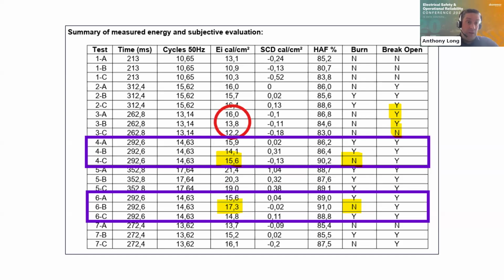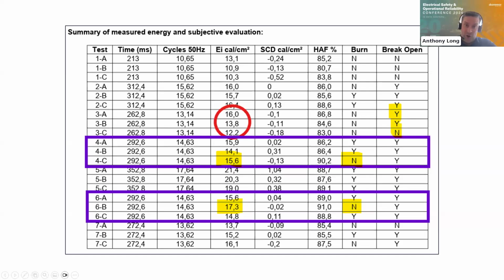So first of all, to give you an idea, in one arc test, if you look at line 3A, B, and C, the one with the red circle around, this is one arc, and it generated one energy impact at 12.2, one at 13.8, and one at 16. Okay, so this is all the same arc. Okay, and then you'll see over on the left here. So at 16, we got a break open. At 13.8, we got a break open.